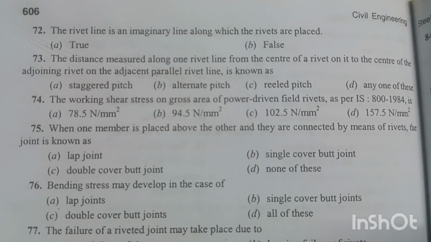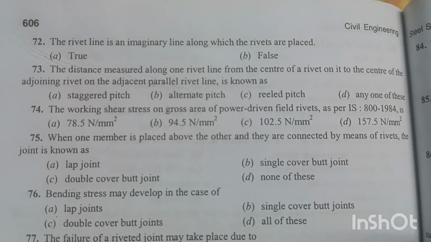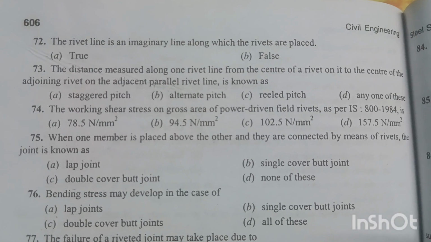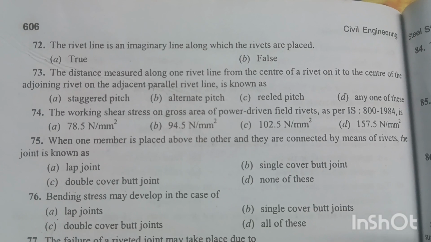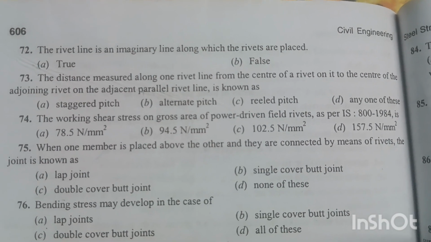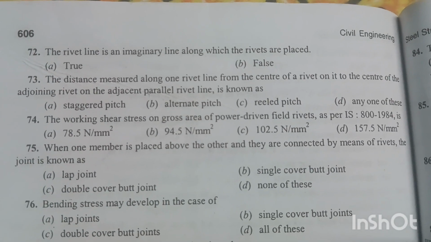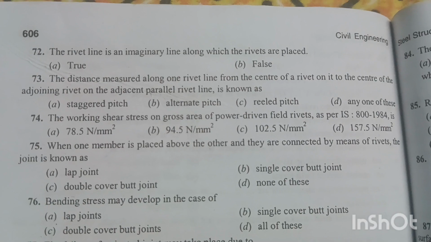Question number 73. The distance measured along one rivet line from the center of a rivet on it to the center of the adjoining rivet on the adjacent parallel rivet line is known as. Option A, staggered pitch, right? Option B, alternate pitch, right? Option C, reeled pitch, right? Option D is the right answer, any one of these.